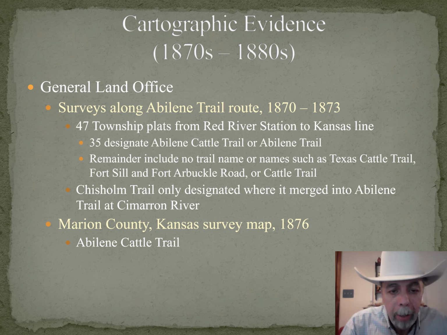Then we saw that the Marion County, Kansas survey map from 1876 also used the term Abilene Cattle Trail for this trail route. So the General Land Office was consistent in their use of the term Abilene Trail or Abilene Cattle Trail to designate this cattle trail north of the Red River through Indian Territory and into Kansas.